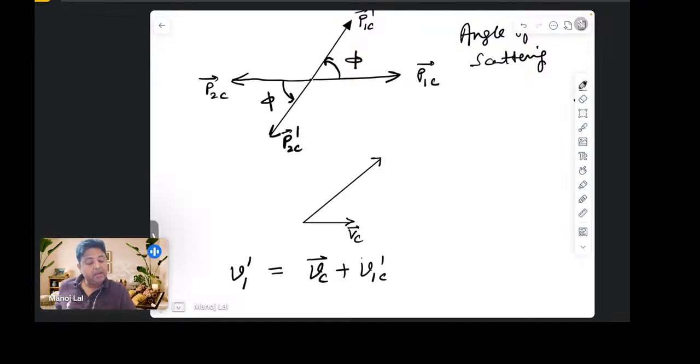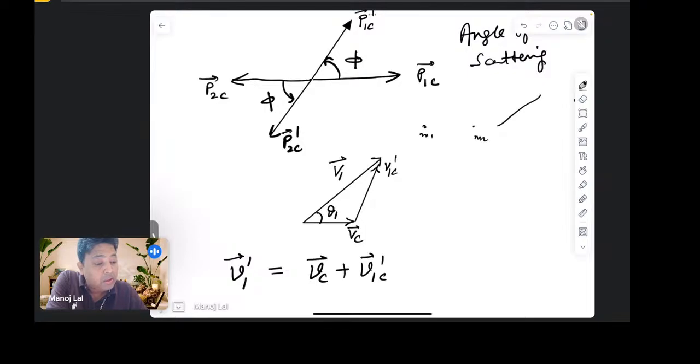Yes or no? VC plus V1 dash C is equal to V1 dash. Means this angle, V1 dash C is this. This is V1 dash. And this is V1, meaning with respect to the ground frame. And this angle is theta 1. Right? For particle 1 and particle 2, this one is going here, this one is going here. This angle is theta 1, this angle is theta 2 in the ground frame.